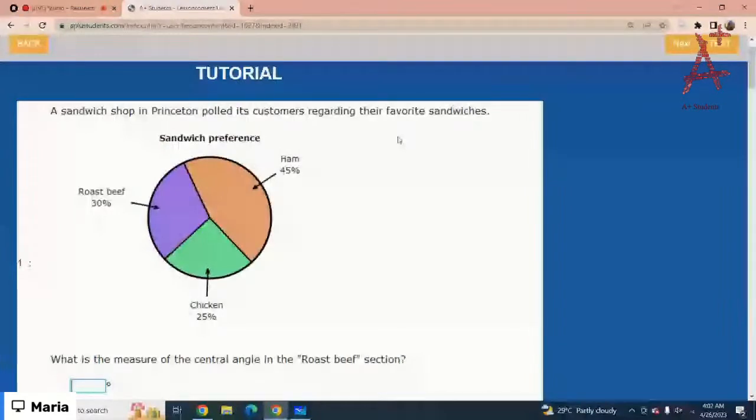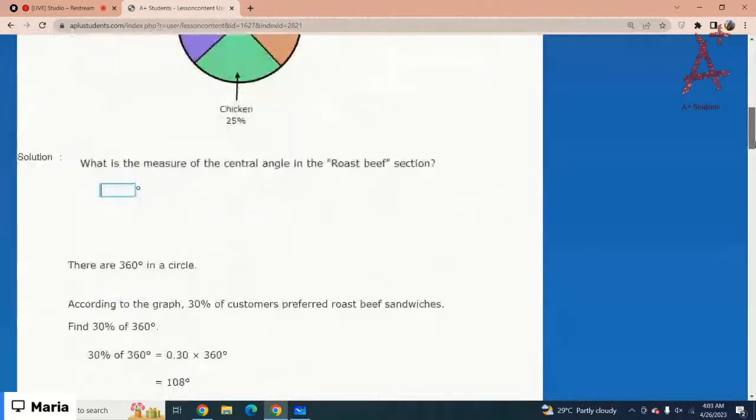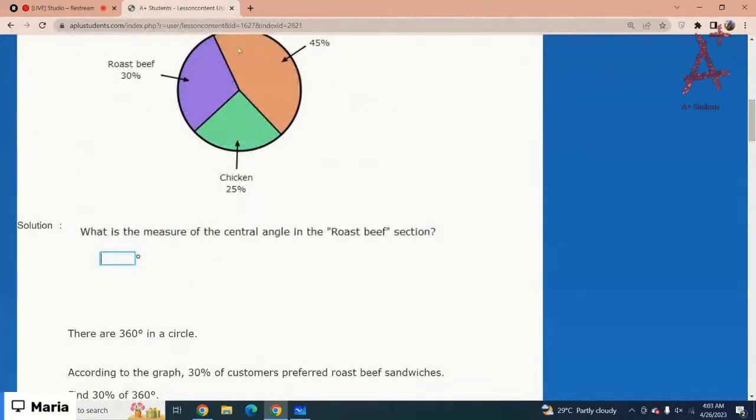So here is the sandwich preferences: 30% for the roast beef, 45% for the ham and chicken sandwich for the 25%. You have to calculate the central angle in roast beef section. So let's see how can we calculate. In a circle the total angle is 360 degrees. So the roast beef portion has 30%. You need to calculate the 30% of 360.